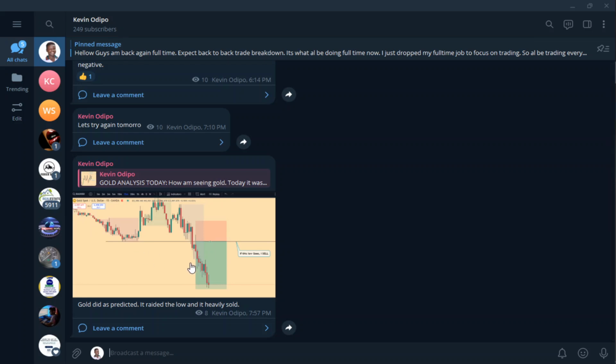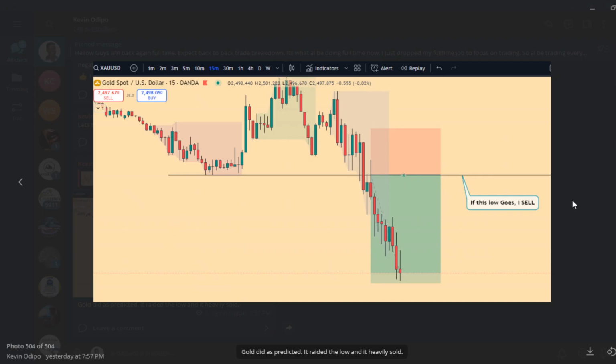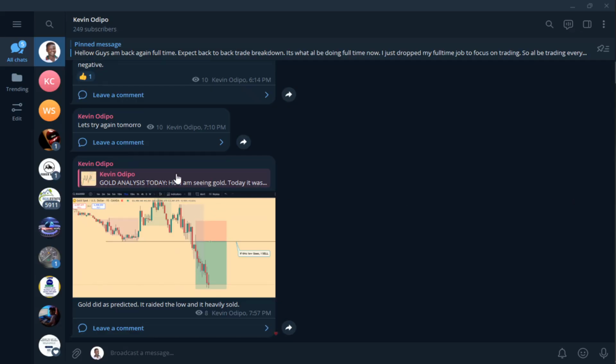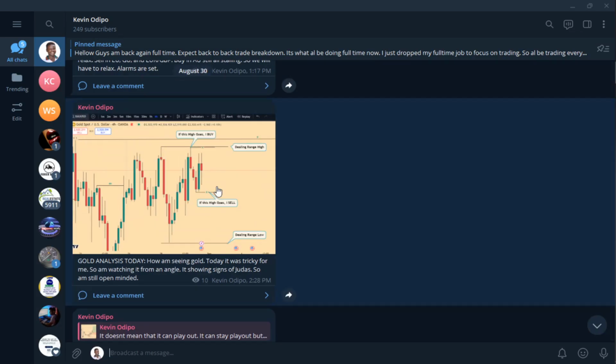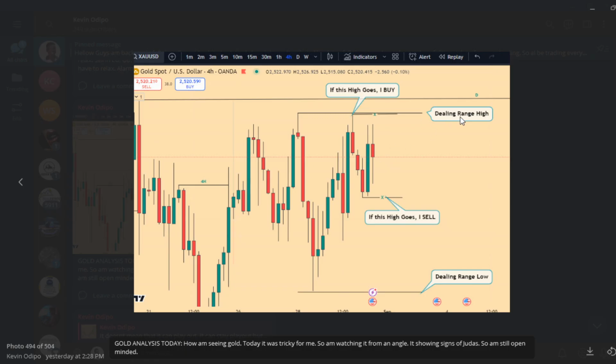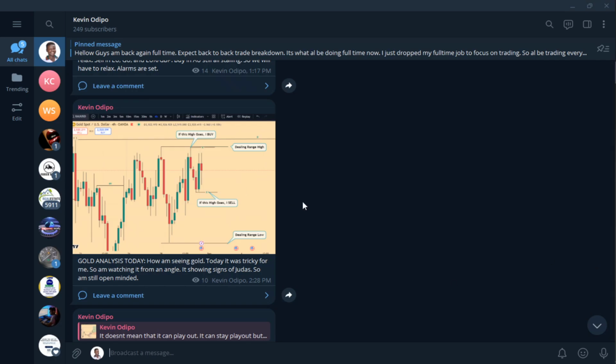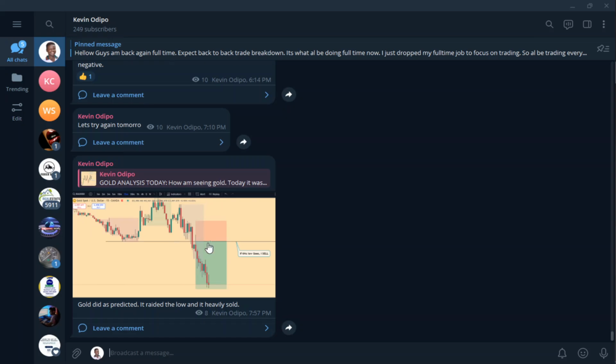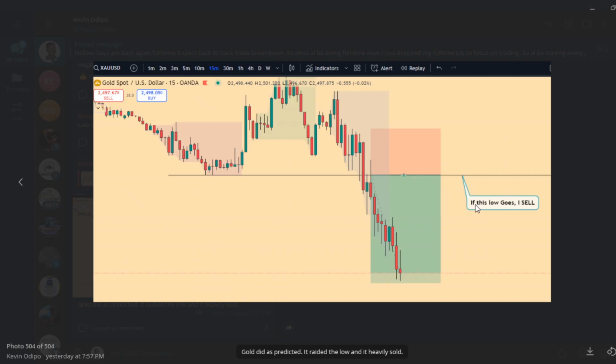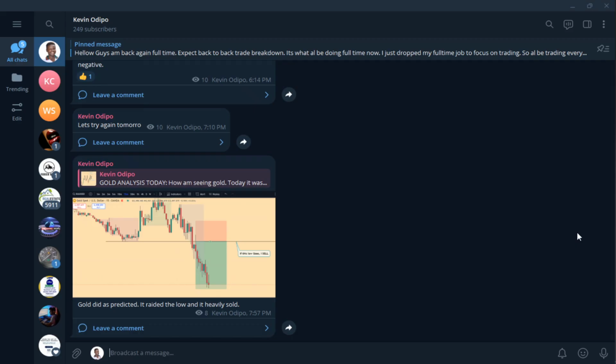As you can see, this one was a gold trade of yesterday. We took it over there and it is still moving, and then we have the initial posting of where I said, if this dealing range high goes, I buy. If this low goes, I sell. Eventually it went and we sold.